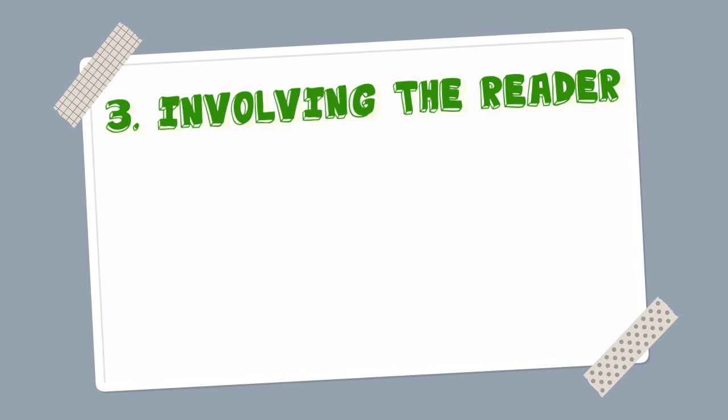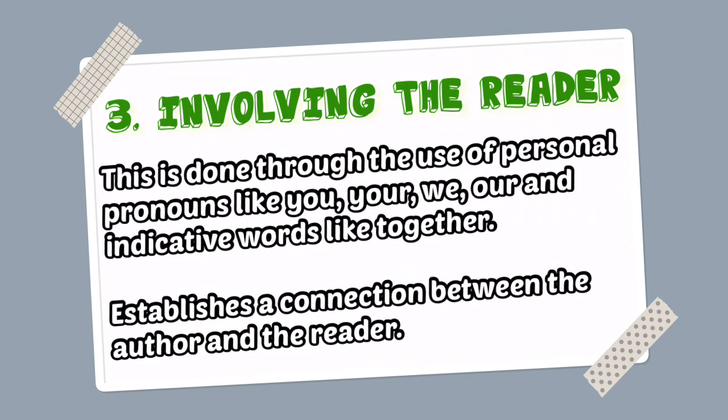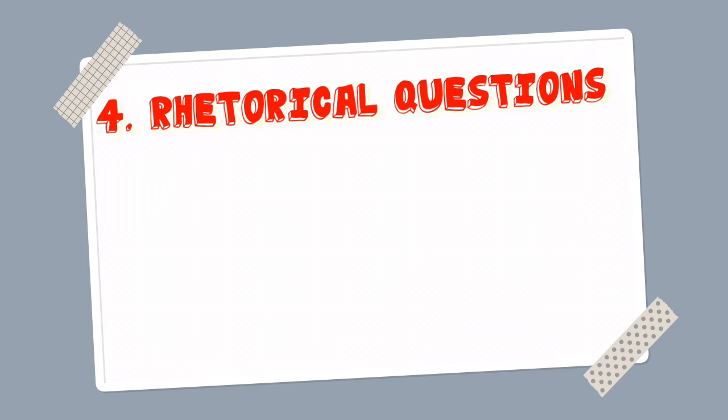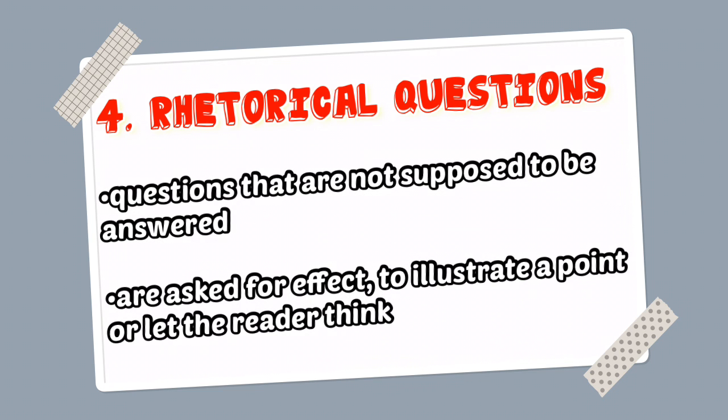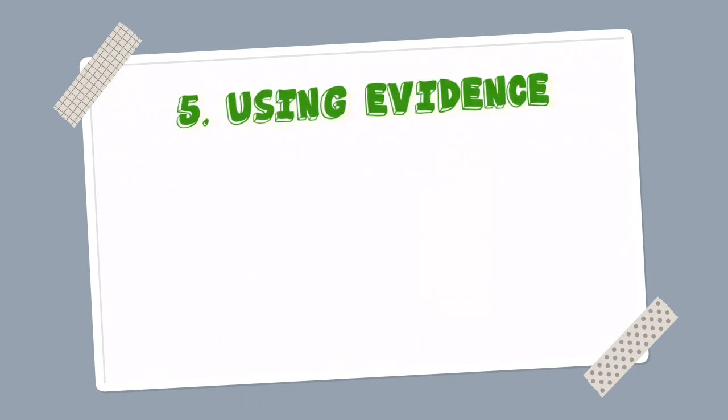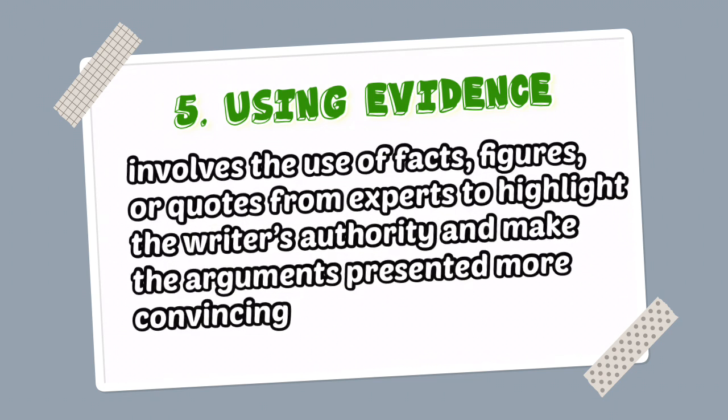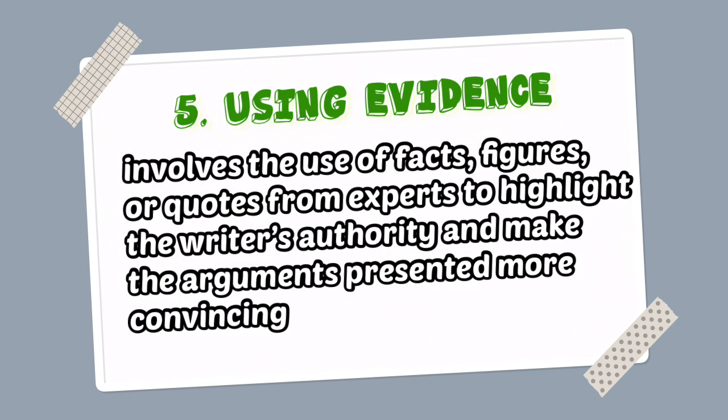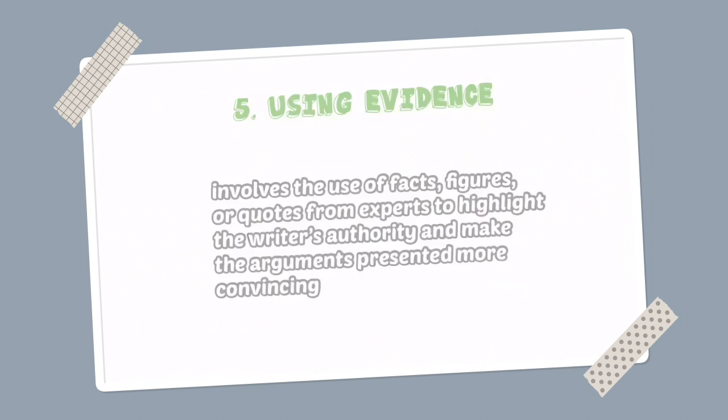Number 3, we have involving the reader. This is done through the use of personal pronouns like you, your, we, our, and indicative words like together. This establishes a connection between the author and the reader. Number 4, rhetorical questions. These are questions that aren't supposed to be answered. These are asked for effect, to illustrate a point, or to let the reader think. Number 5, using evidence. This involves the use of facts, figures, or quotes from experts to highlight the writer's authority and make the arguments presented more convincing.